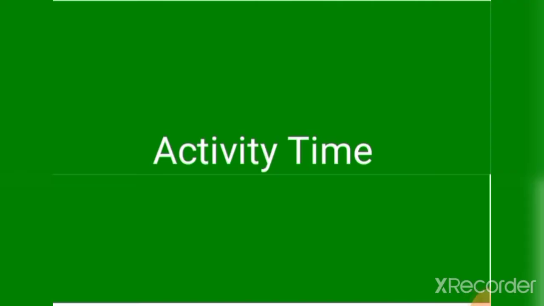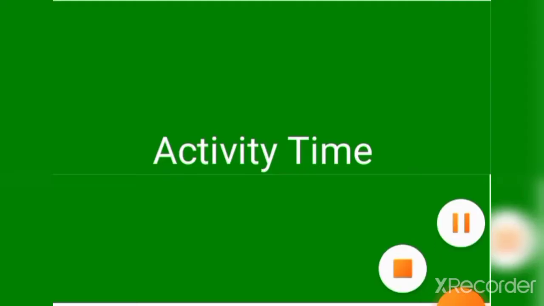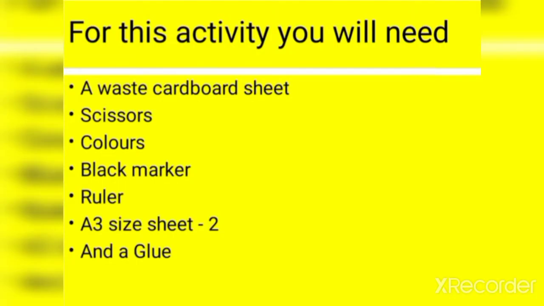So this is activity time. Students, today we are going to do an activity on important parallels of latitude and heat zones of the earth. So let's continue. For this activity you will need a waste cardboard sheet, scissors, colors, a black marker, a ruler, two A3 size sheets, and glue.